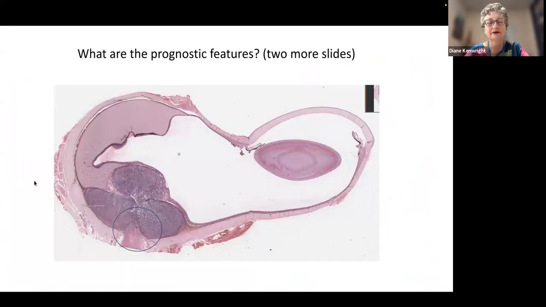Okay, here we go. Let's have a look at this one here. This is a very, very distorted globe. There is a tumor at the back. We know anteriorly, we can see that the angles are open and the lens is looking okay, and the ciliary bodies aren't involved. There is a subretinal exudate here. This is not a prognostic factor, but it's good to describe.